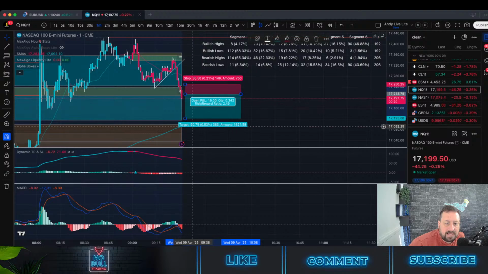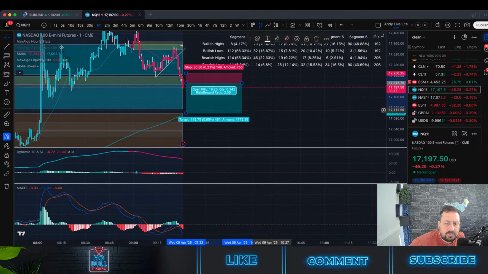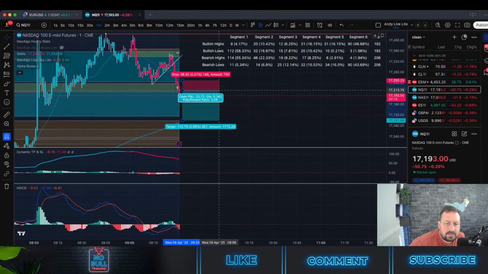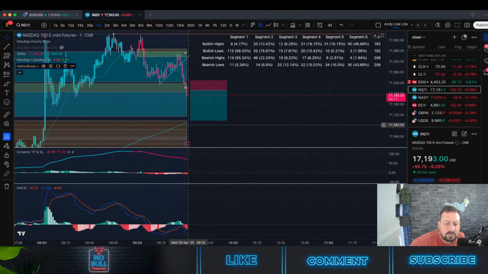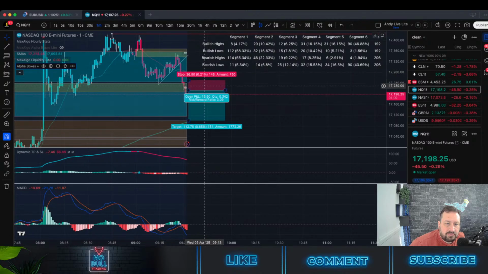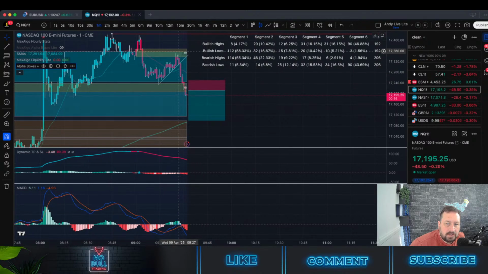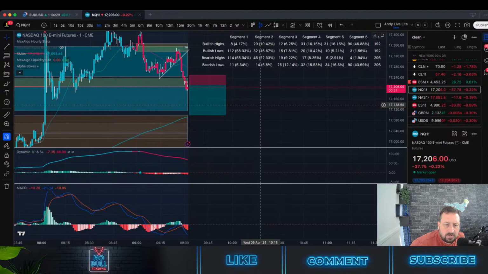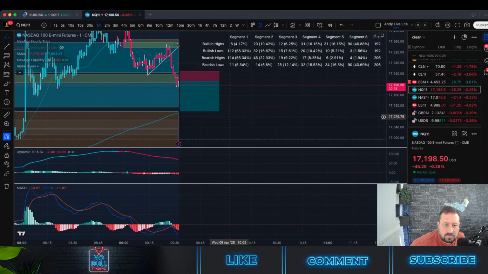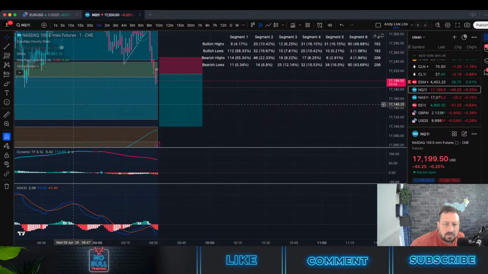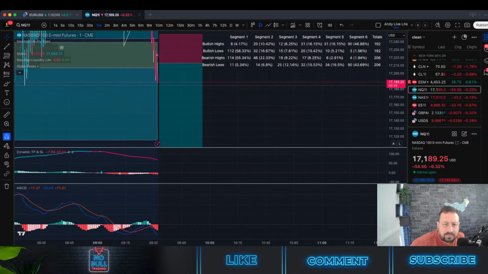We could take a little tap back. Maybe we could take something like this. Obviously, ideally, these rejections would have been a nice one to get in on, even if it was here, right? When you get this breakdown, stop above. Nice little tap back. Beautiful reaction, right?